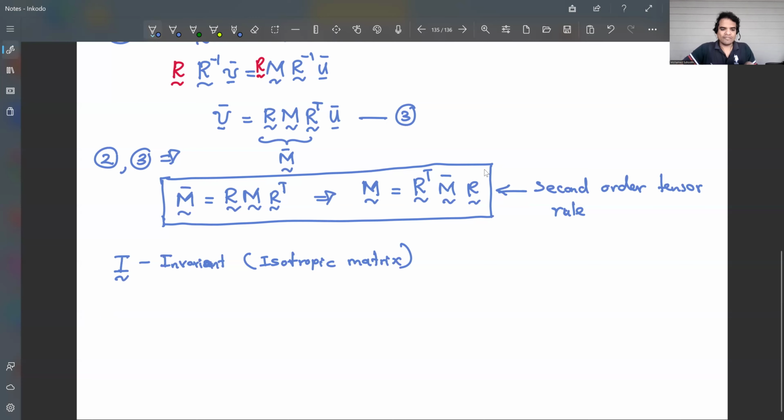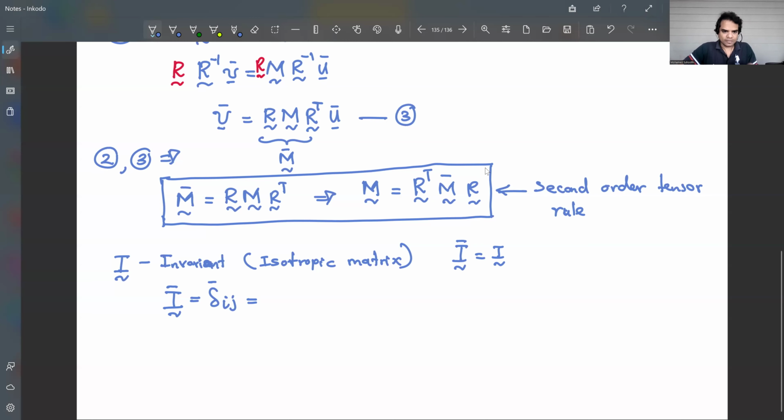let me derive this one, right? So what I have to derive is in the bar coordinate system. That means delta ij bar is the same as delta ij, right? That means what I have to prove here is I bar equals I. This is what I am trying to prove because it is an isotropic matrix. Okay, I'm going to use this transformation matrix.